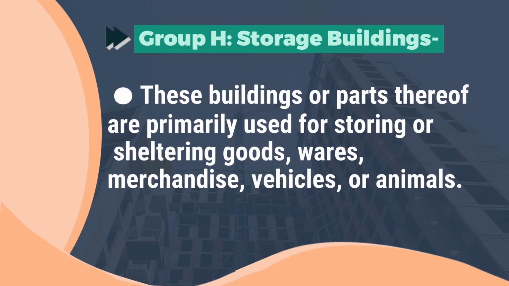Then the group H, storage buildings. These buildings or parts thereof are primarily used for storing or sheltering goods, wares, merchandise, vehicles or animals. These include servicing, processing or repairs incidental to storage, except for very highly combustible or explosive products. Examples include warehouses, cold storages, freight depots, transit sheds, storehouses, truck and marine terminals, garages, hangars other than aircraft repair hangars, grain elevators, barns and stables.